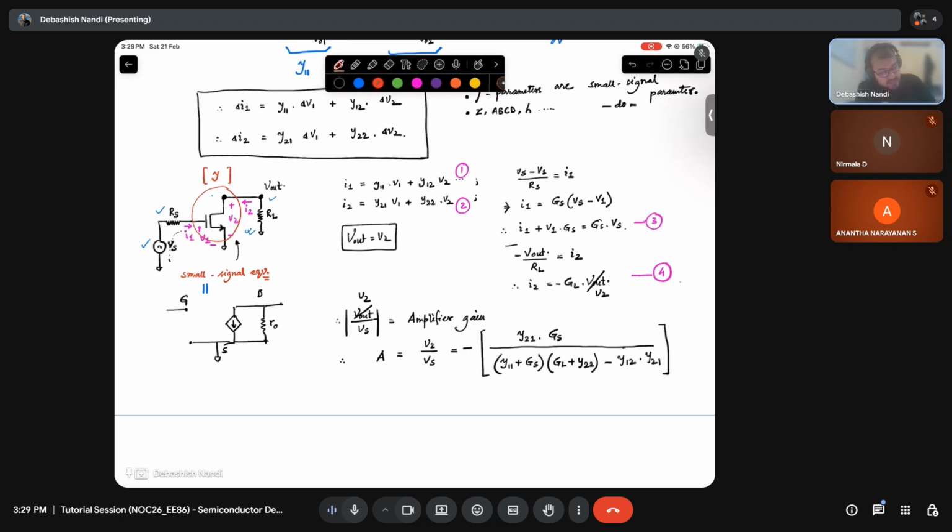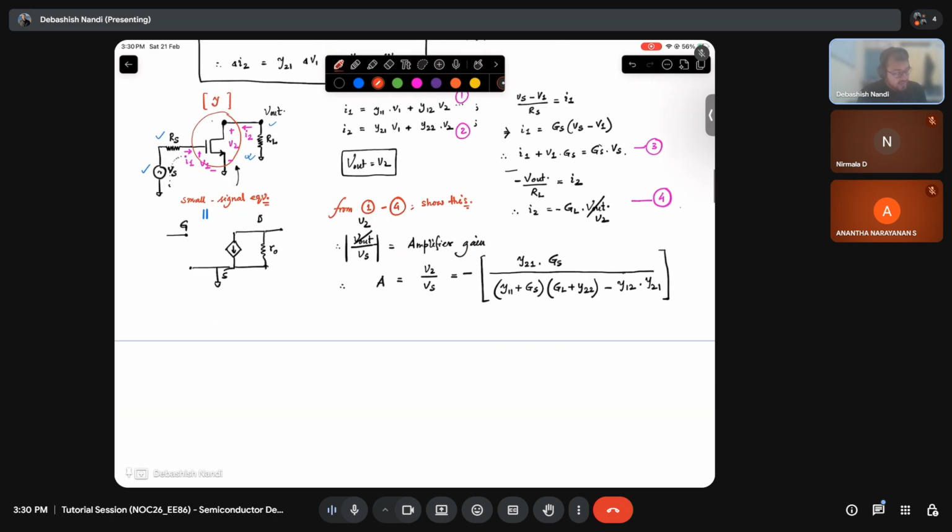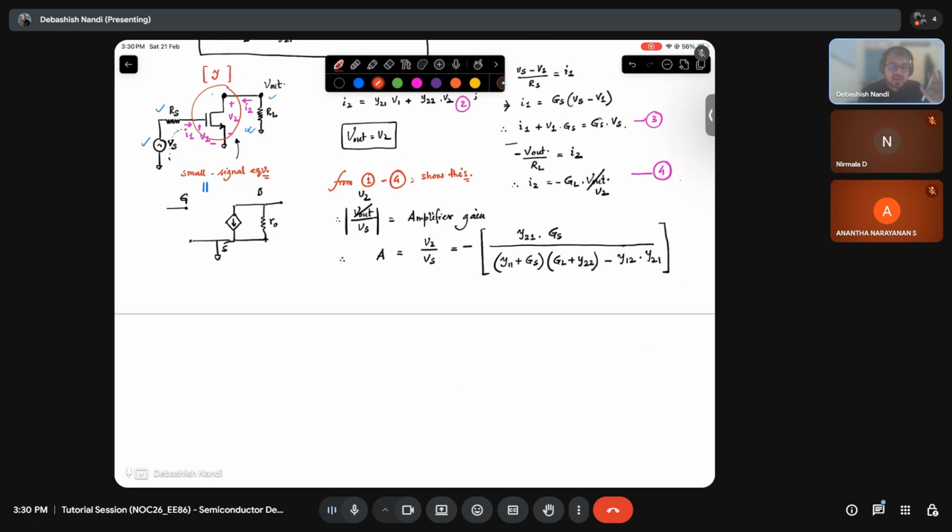So these I am leaving from 1 to 4. Okay. So this will be the form of your amplifier gain, in terms of your small signal parameters of the MOSFET in common source configuration. For the time being, we are considering that only. So we need to make some assumptions.